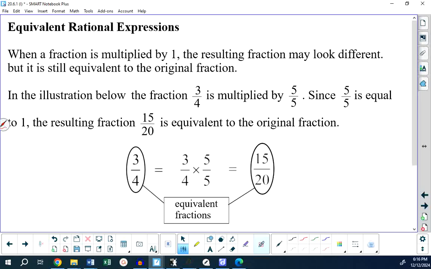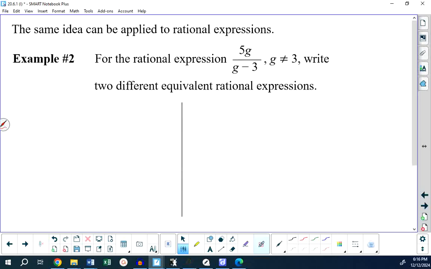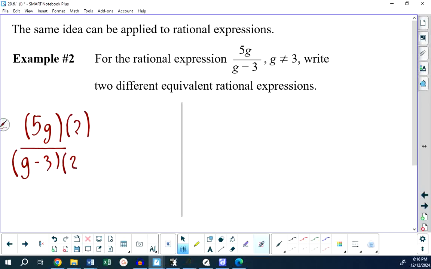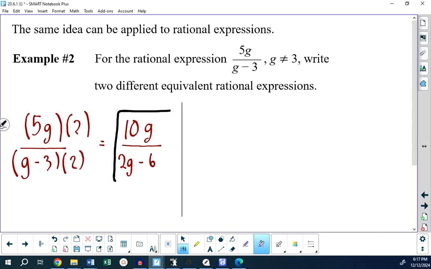The same kind of idea can be applied to rational expressions. For this rational expression, 5g over g minus 3, where g can't be 3, what are two different equivalent rational expressions? Well, we can do pretty much anything we want here. Well, not anything, but I can take 5g over g minus 3, and I can multiply the top and the bottom by 2. And what I get is 10g over 2g minus 6. So this rational expression is equivalent to the original rational expression.